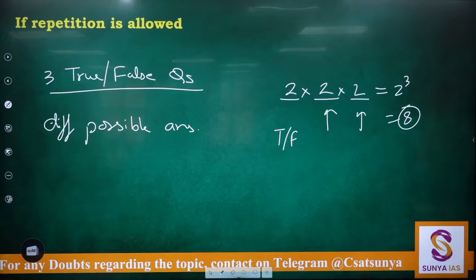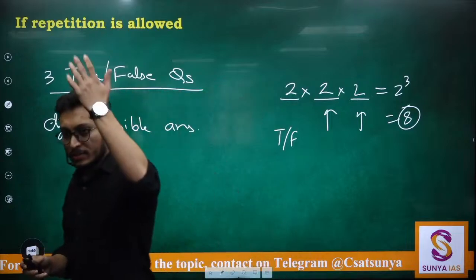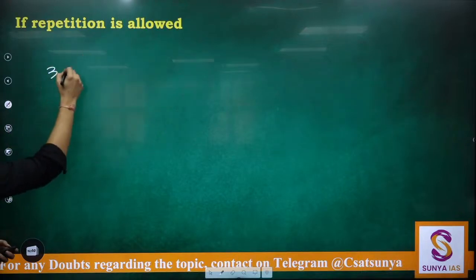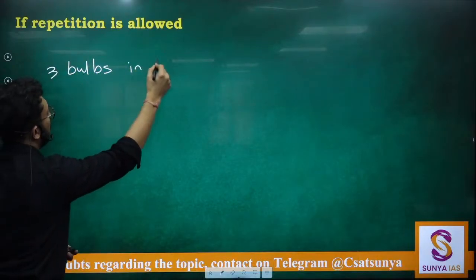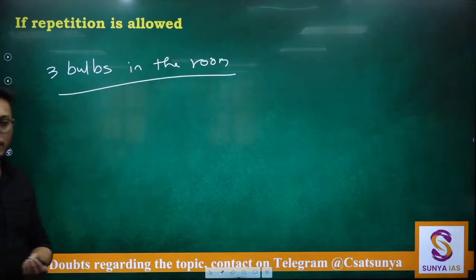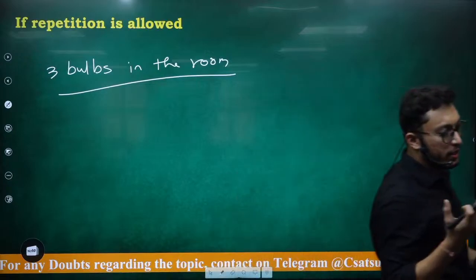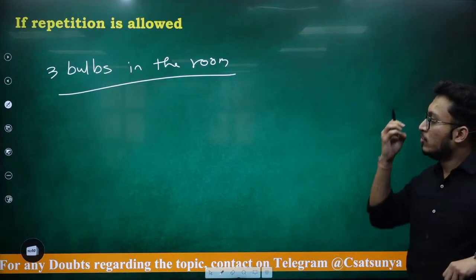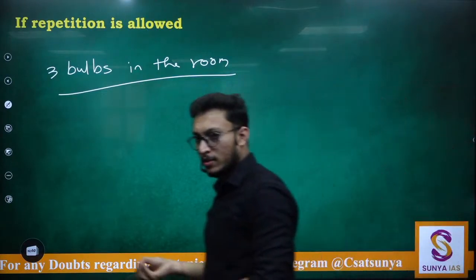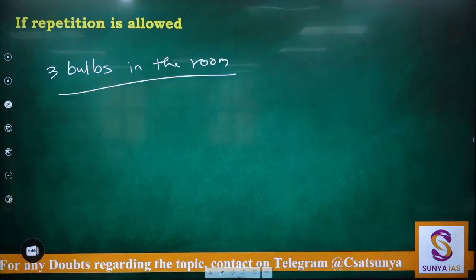Suppose there are 3 bulbs in this room, 3 light bulbs in this room. Now this question UPSC asked way back, मतलब 1990s में पूछा था, that there are 5 bulbs in the room. अभी I am saying there are 3 bulbs. In how many ways the room can be illuminated? हिंदी में बताऊं तो 3 बल्ब है रूम में, कितने तरह से रूम में उजाला हो सकता है. In how many ways the room can be illuminated using these 3 bulbs?